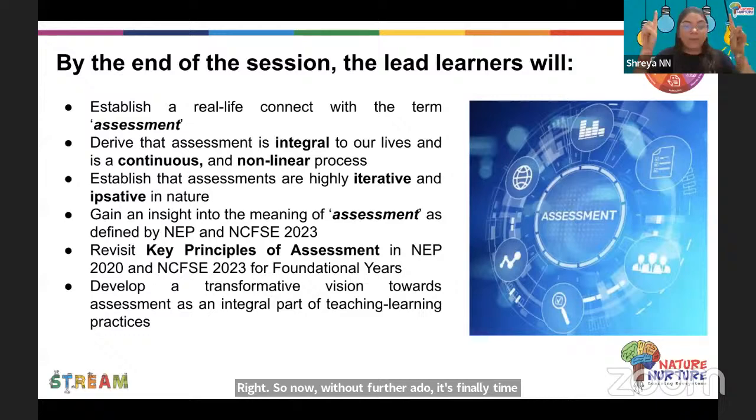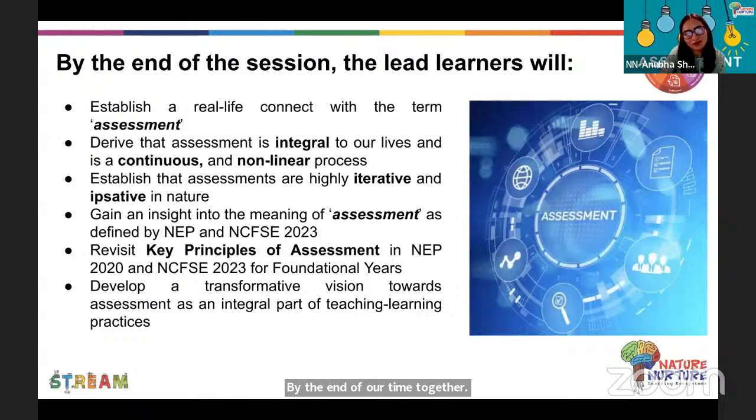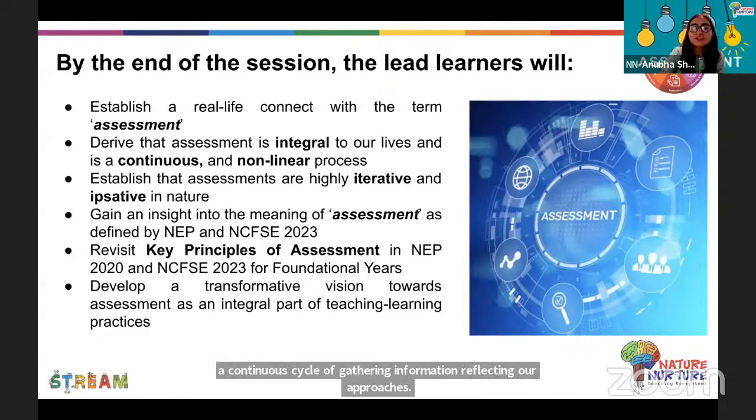Let us begin by outlining the learning outcomes for today's session. By the end of our time together, we'll move beyond the textbook definitions and explore how assessment is a natural part of our everyday decision making. We'll introspect how assessment isn't just a one time event, but a continuous cycle of gathering information, reflecting, and adjusting our approaches.